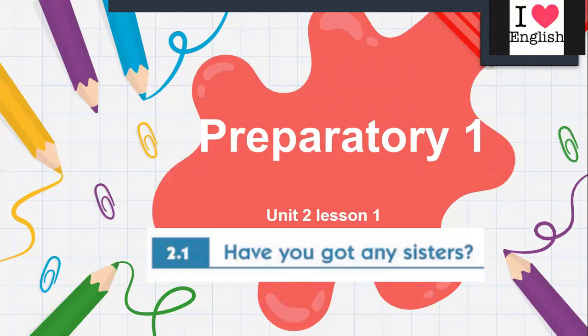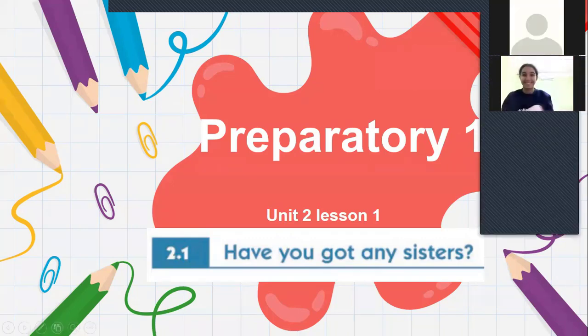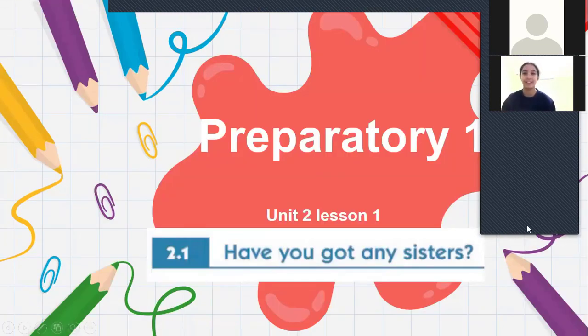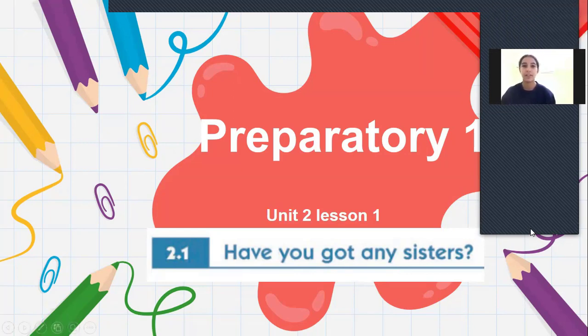Have you got any sisters? Hanan, Abrar, Shahad. Yes, Hanan, have you got any sisters? Yes, I have 4 sisters. Yes, very nice. Abrar, Shahad, Muhammad, Serene. I don't have sisters. Okay. Have you got any sisters, Serene? No, I don't. I only have brothers. Okay, Serene. Yes, very good.